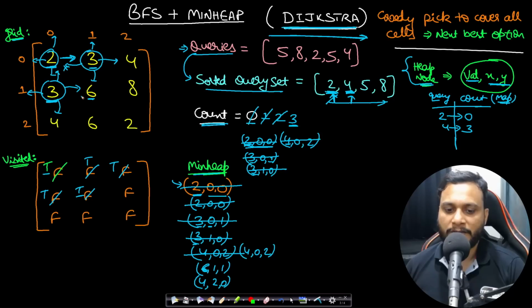Okay, so at this point of time we have 4, 6 and 4 present in our heap. What is the next best option for the next query 5? The next best option will be 402. So 402 is taken out. Compare it with 5. 4 is smaller, so this is covered. 402 has now been covered. Increment the count to 4 and try to make the 4 directional call.